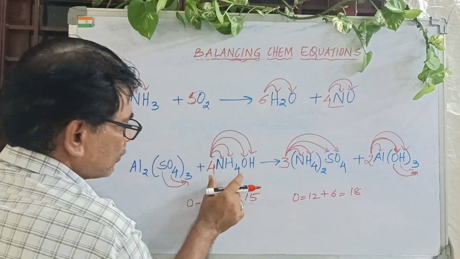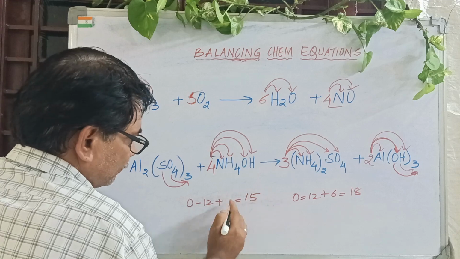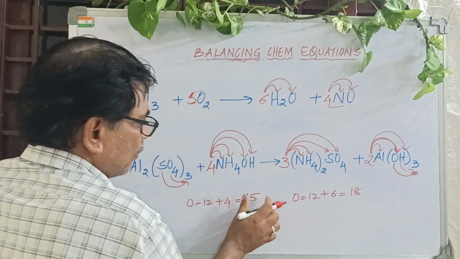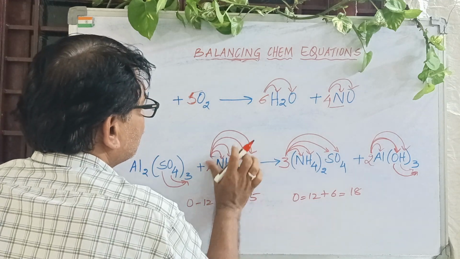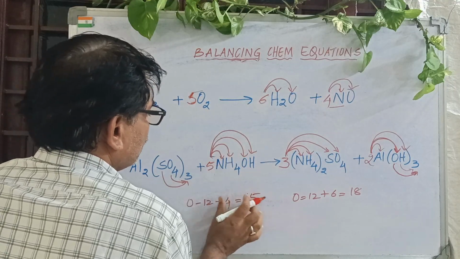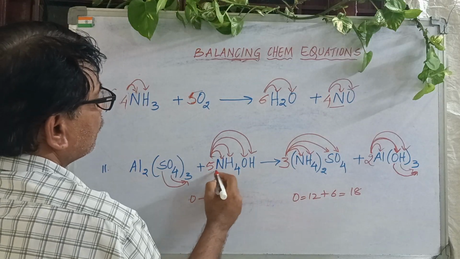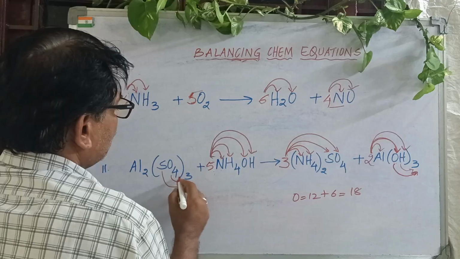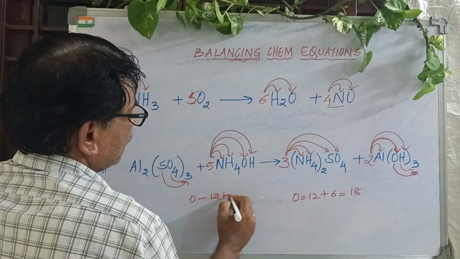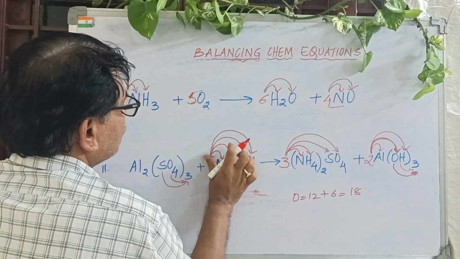Now let us check oxygens. 4 threes are 12. This is 4. This is 4. 16 only. But that said they are 18. Let us put here 5. Okay. Now let us check oxygen. This is 5 and 4 threes are 12. 12 plus 5, you have 17. Only 17. Therefore let us put here 6.